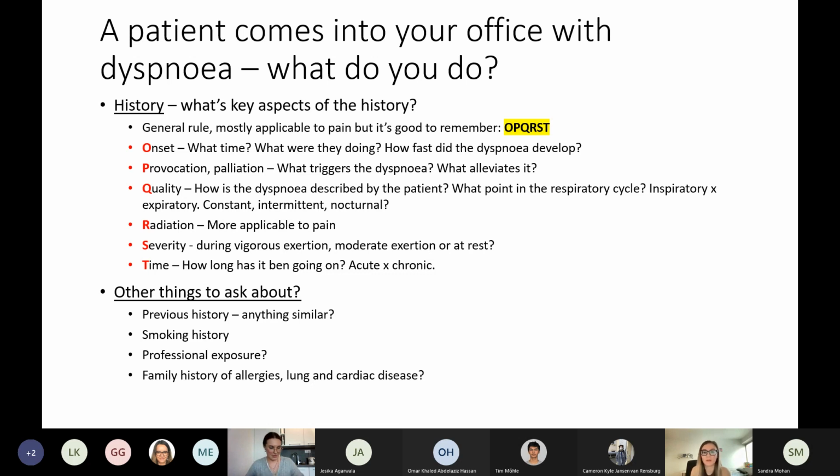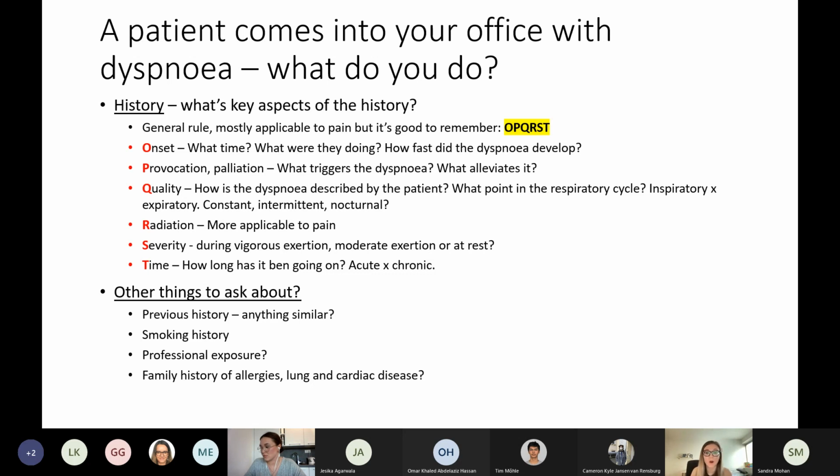Then you have radiation, but here we say it applies more to pain. And then severity. Is it during exertion? And what type of exertion? Is it moderate exertion or is it more at rest? This can tell you a lot about an MI and what type of heart problems they can be having. What type of angina is it, chest pain during rest or when they are doing something, or is it all the time now?